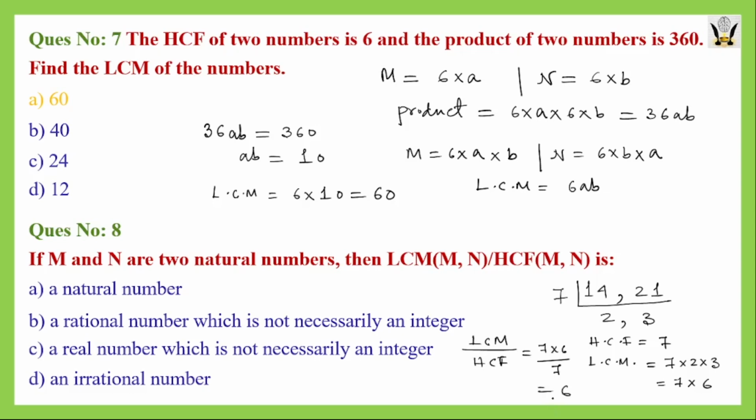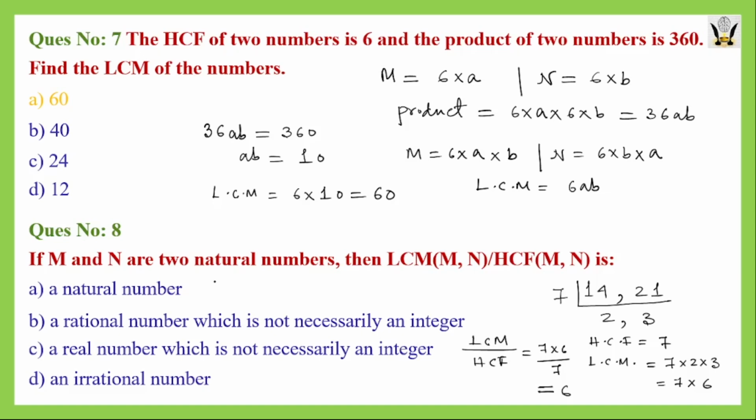And what is 6? 6 is a natural number. 6 is a rational number. 6 is a real number. 6 is an integer. So option A, which says it is a natural number: 6 is a natural number, so correct. A rational number, definitely a rational number, so this much is correct. Option B says rational number which is not necessarily an integer, but 6 will always be an integer.